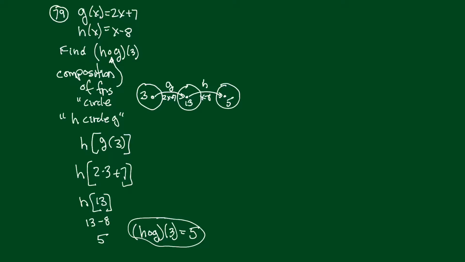So I started here with 3. I processed it with g. Then I processed it again with h, getting 5. So I started with 3, with an intermediate value of 13, and that took me over to a 5.